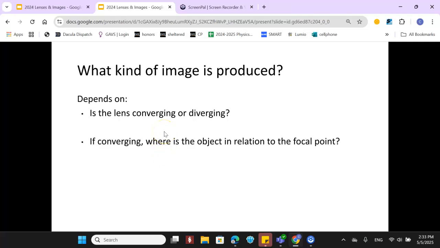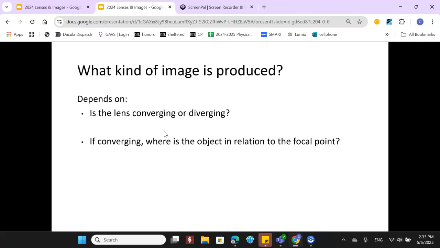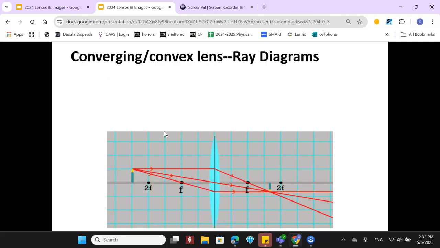So what kind of image gets produced with each lens? Well, it depends on if the lens is converging or diverging. And if it's converging, it depends on where you place the object, like your phone, along that meter stick. So let's talk about converging first because that has a second thing that it depends on. With converging, you see in this image, I put this candle past two focal lengths. Remember, we measured our focal lengths yesterday, so every lens has its own focal length. F is the focal length, and 2f would be double that focal length.